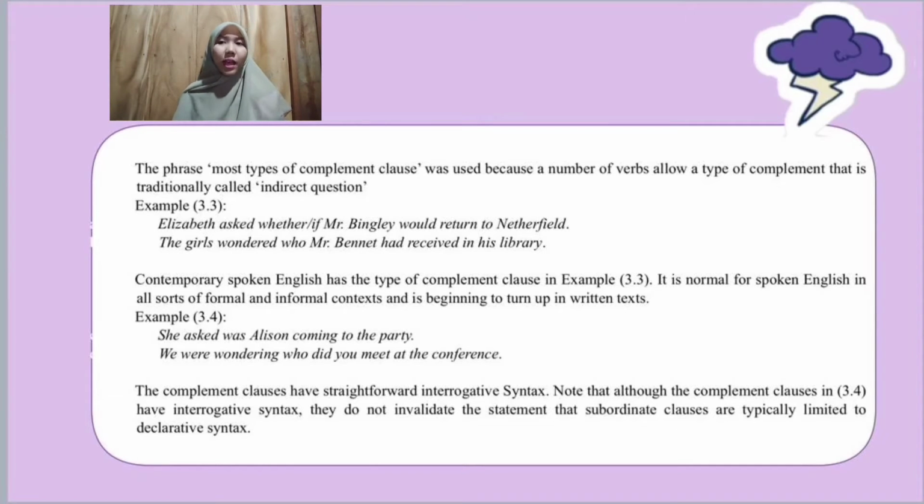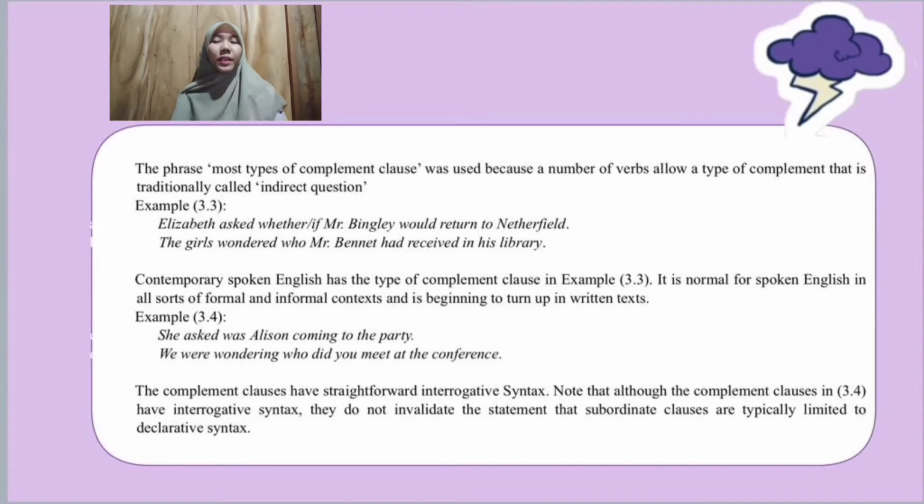A. Elizabeth asked whether if Mr. Bingley would return to Netherfield. In B, the girls wondered who Mr. Bell had recited in his library. Then, contemporary spoken English has the type of complement clause in example 3.3. It is normal for spoken English in all sorts of formal and informal contexts, and is beginning to turn up in written text. Example 3.4.